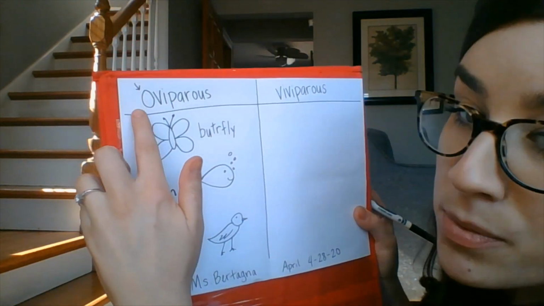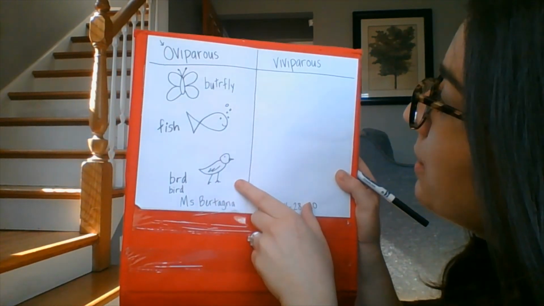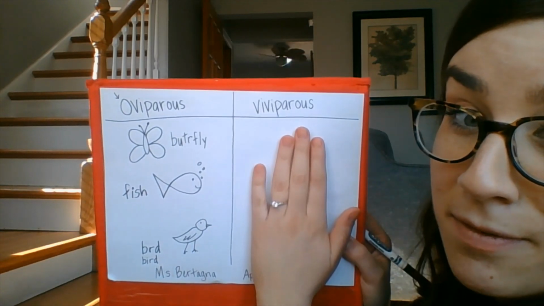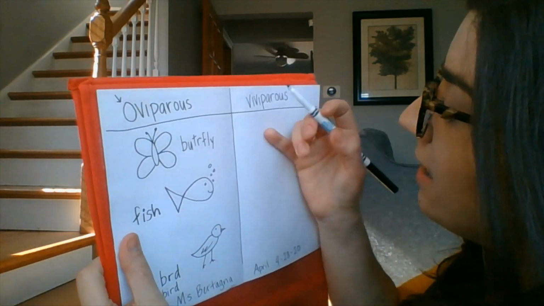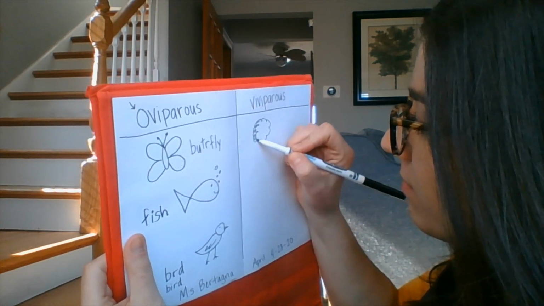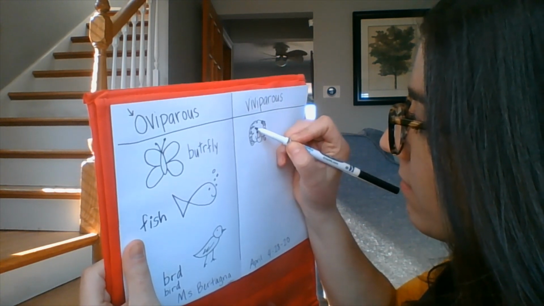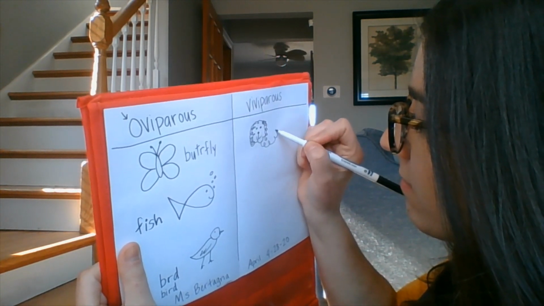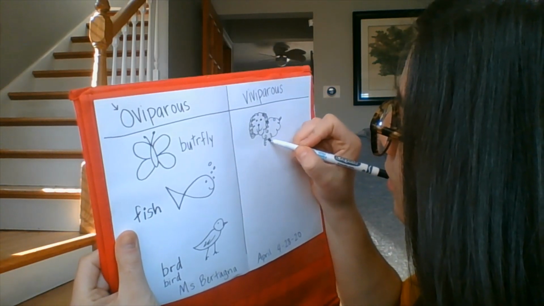All right, so my oviparous creatures on my list: butterfly, fish, bird. Now I need some viviparous creatures. The first one I feel like I have to do is Hoffa, right? Like a dog. And Hoffa's kind of easy to draw like this. It's just a bunch of swirls.